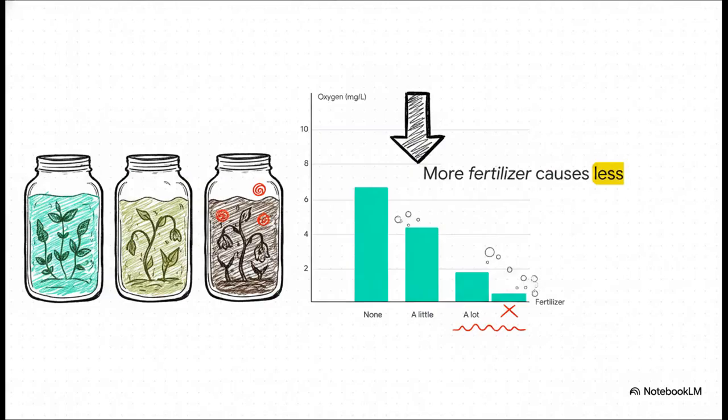And the results of that controlled test are striking. The students look at data from 3 jars that were kept in identical conditions for 5 days. Jar A had 0 fertilizer and kept a super healthy 6.8 milligrams of oxygen. Jar B had just a little fertilizer and dropped to 4.5. But Jar C, it got a lot of fertilizer and the oxygen absolutely plummeted down to a lethal 1.8.